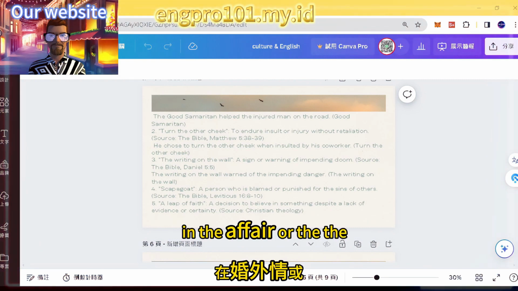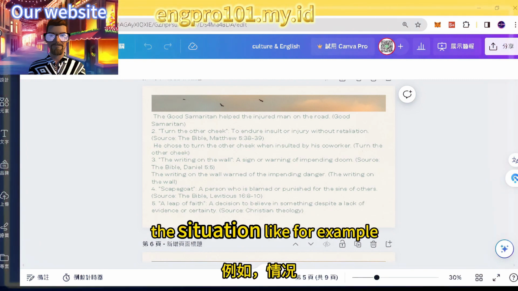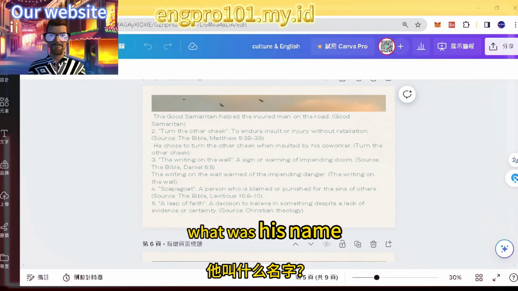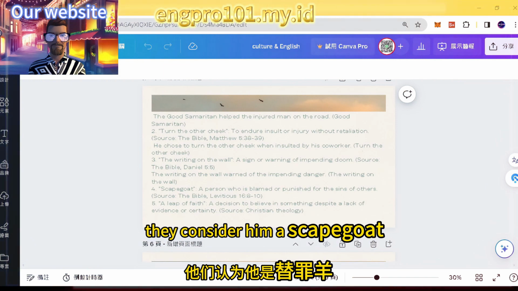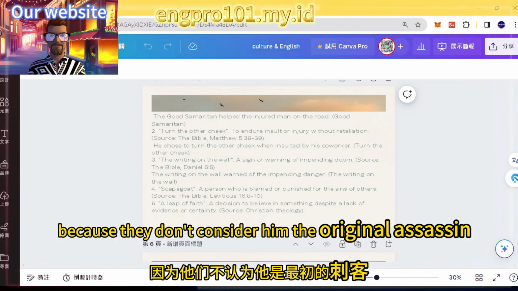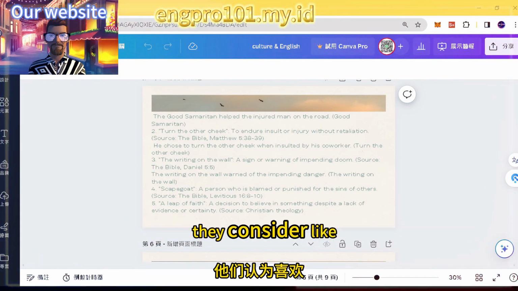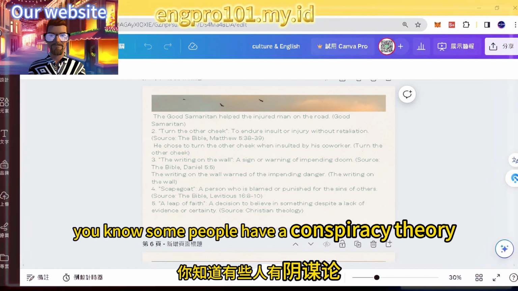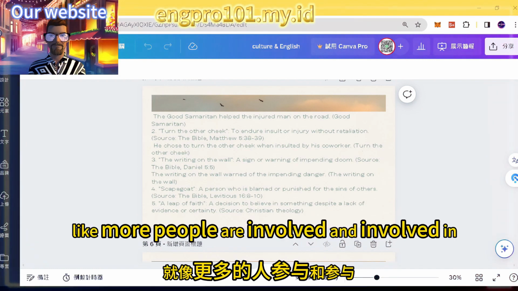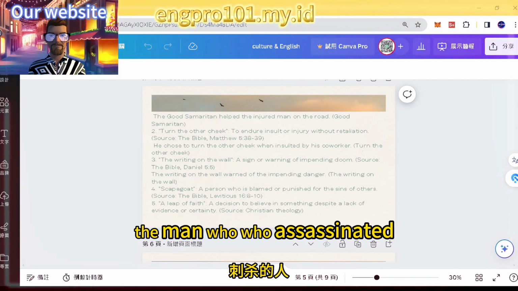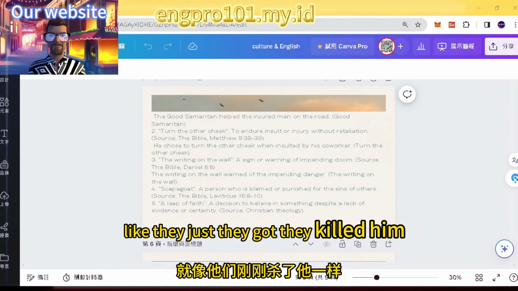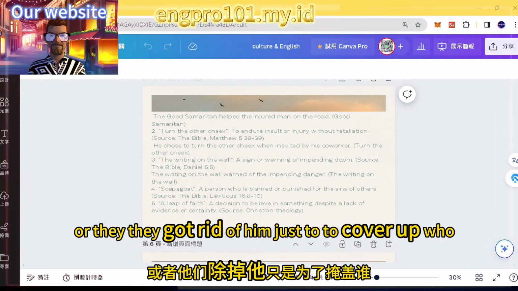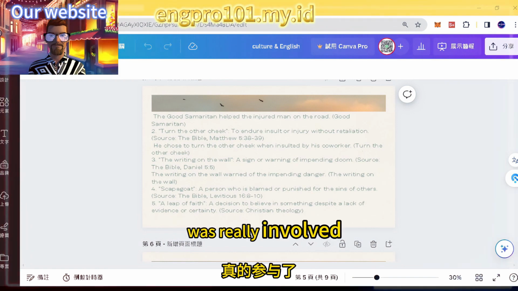For example, a lot of people consider the guy who assassinated Kennedy a scapegoat, because they don't consider him the original assassin. Some people have a conspiracy theory that more people were involved, and the man who assassinated Kennedy was just a scapegoat. They killed him, or got rid of him, just to cover up who was really involved.